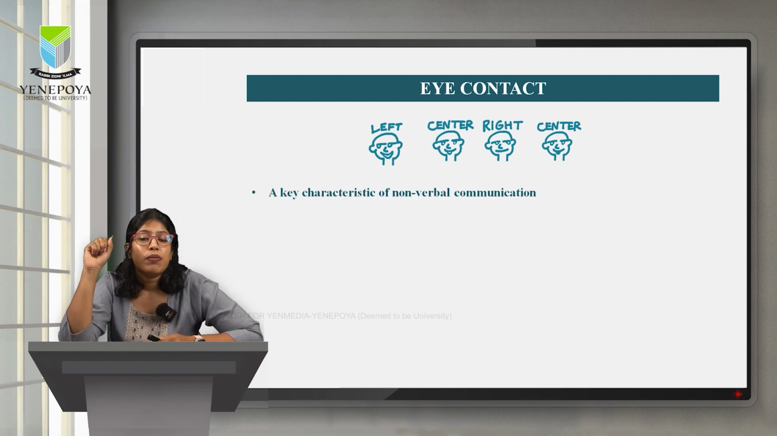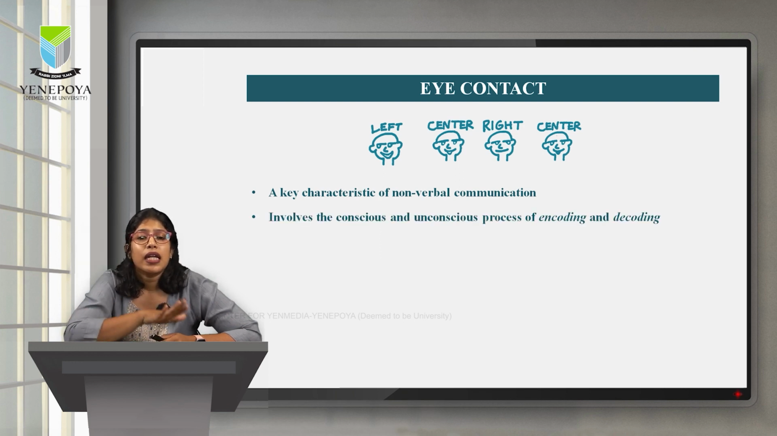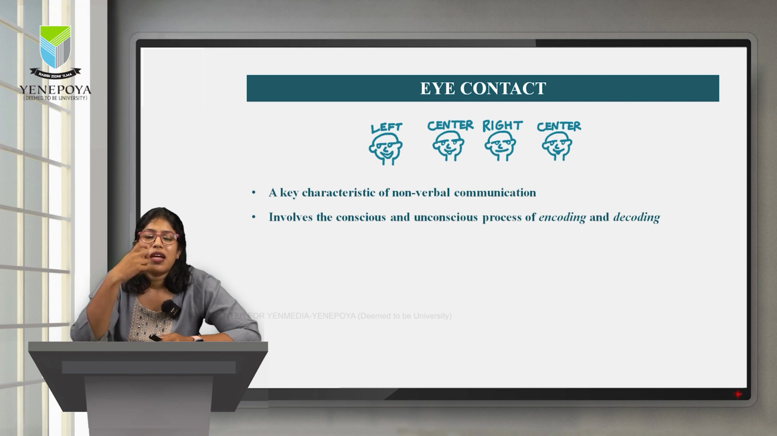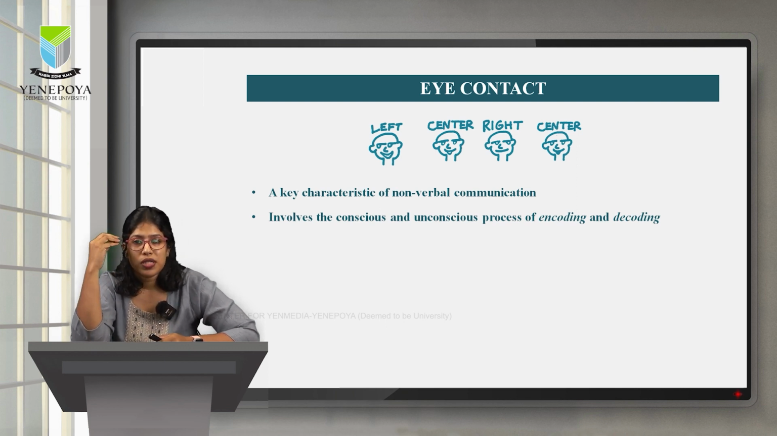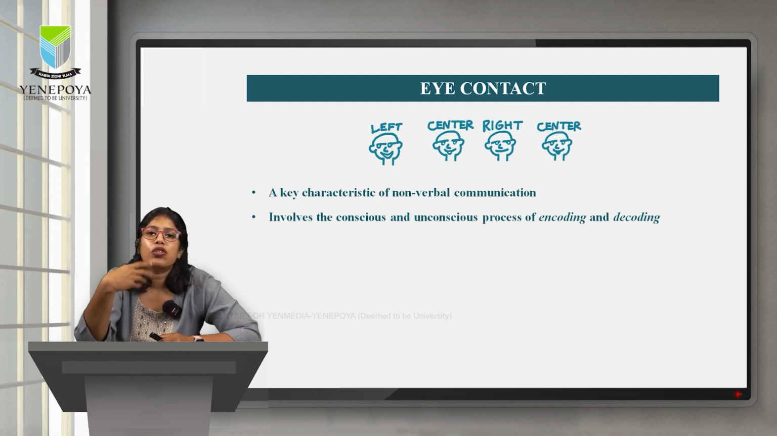This is a very important factor when you are having non-verbal communication. Not only non-verbal but also verbal. It is a key characteristic in any form of communication, eye contact. It involves a conscious and unconscious process of encoding and decoding. Now what do you mean by encoding and decoding? Encoding is basically where you take in a message, you process the message and you understand that message. Decoding is the similar message that you pass on to the other person.